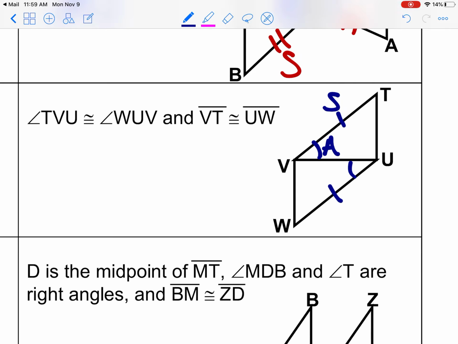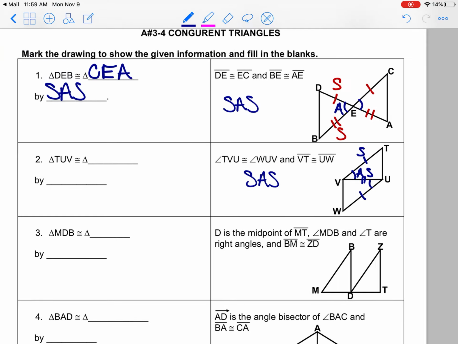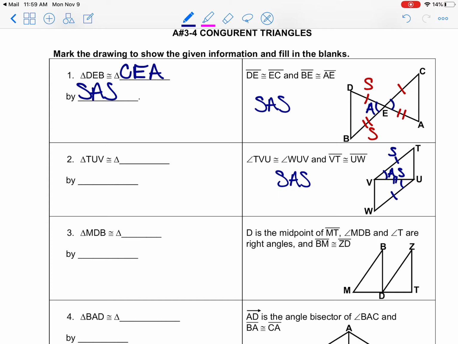And so what's our third piece of information? We weren't given anything, so we again could use vertical angles. Don't see that. Do you see a shared side? Yes, we see a shared side here with VU. So we can mark that as our third piece of information. So we know that we're going to use side angle side again to prove these two triangles congruent.